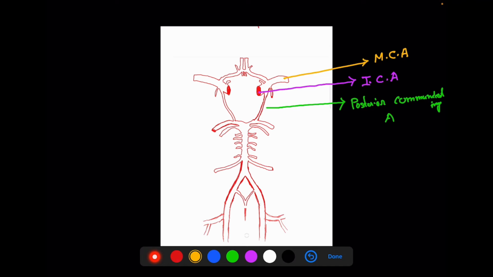Now, some of the branches of middle cerebral artery. First one, that is anterior choroidal artery, that is here. I'm using black to identify it. This one and this one. This is anterior choroidal artery.